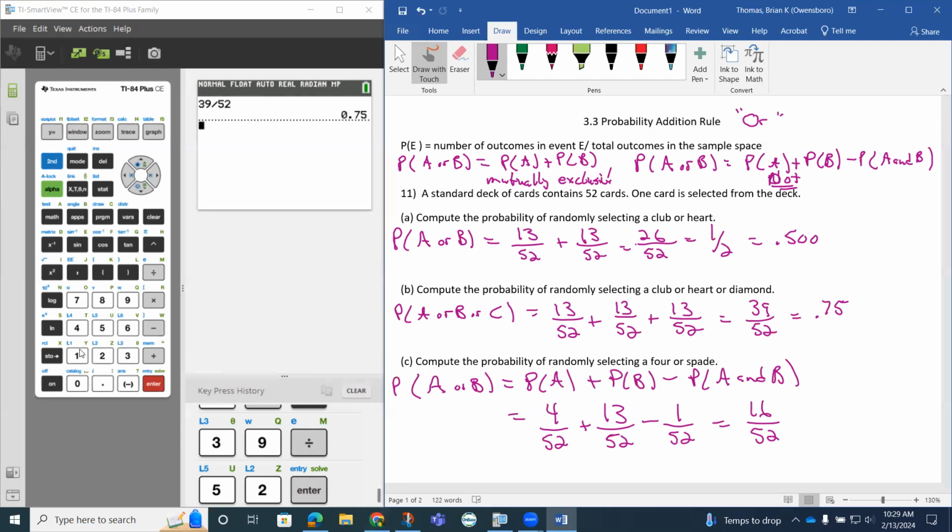So if we divide 16 by 52, that'll give us 0.308 if I carry it out to 3 decimal places. So you have around a 30% chance, 30.8% to be exact, of getting a 4 or a spade. So that's how we have to watch out for the overlap, and we have to subtract that out.